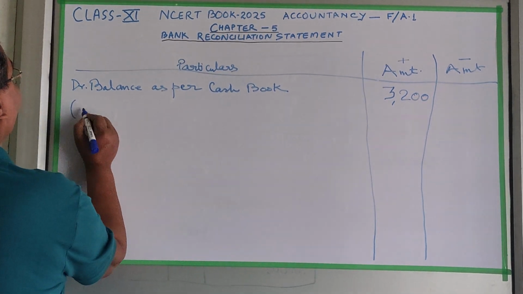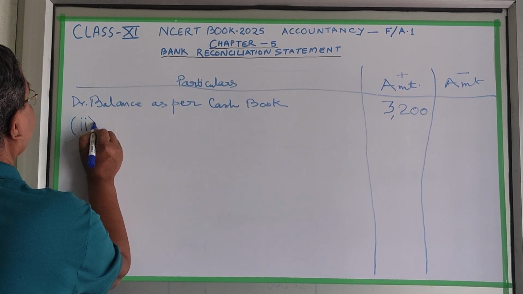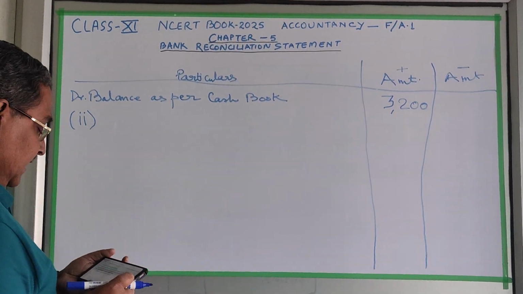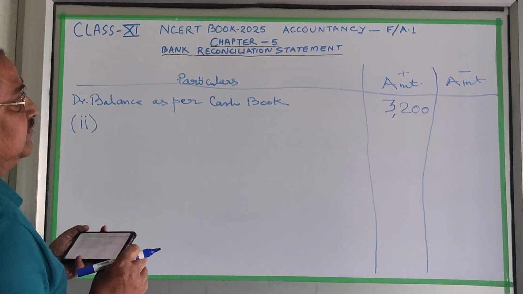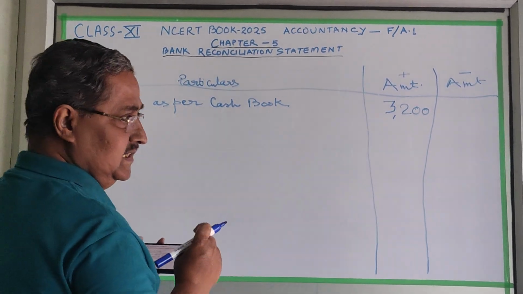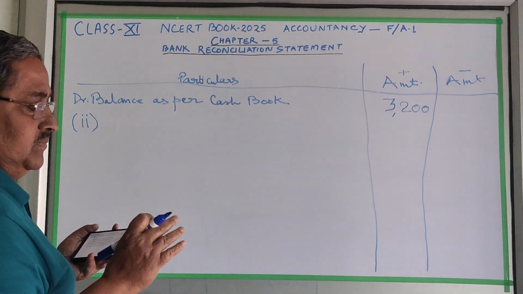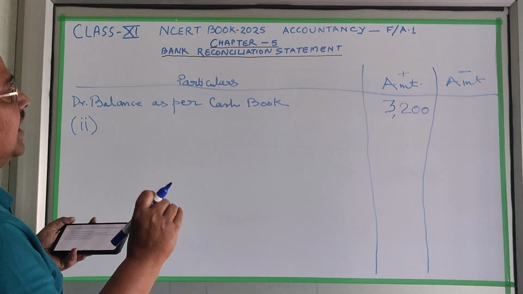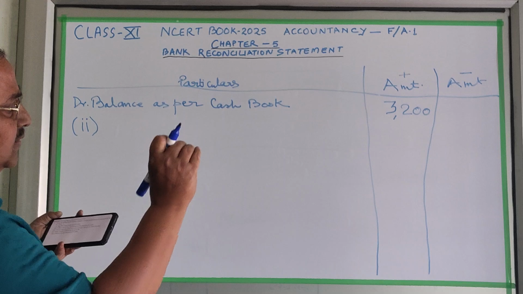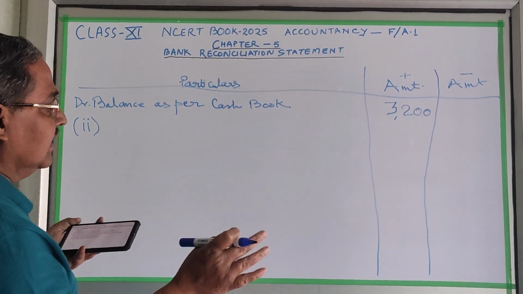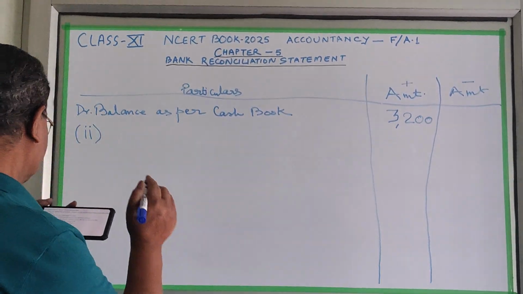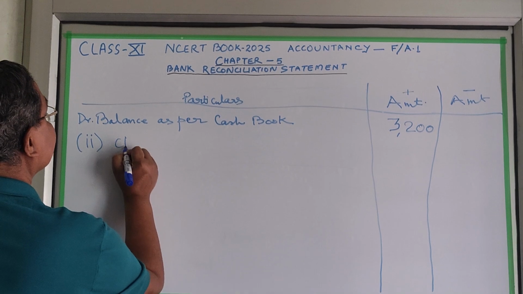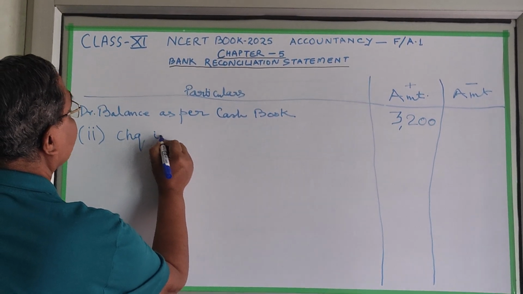So now, second point. Second point is check issued but not presented for payment. So this entry relates to the time. It means the businessman has issued a check which was not presented to the bank for payment by his customer. So the entry is check issued.